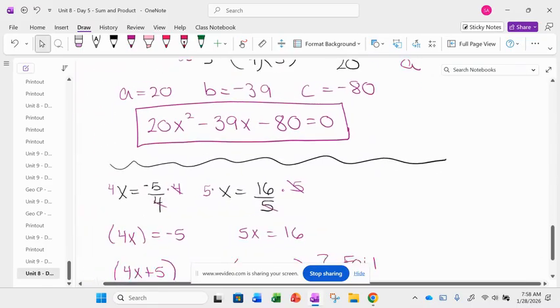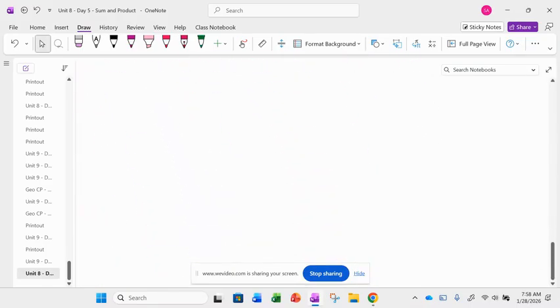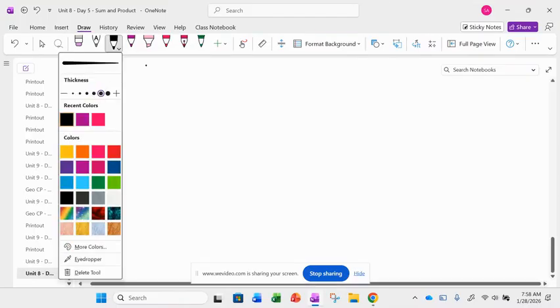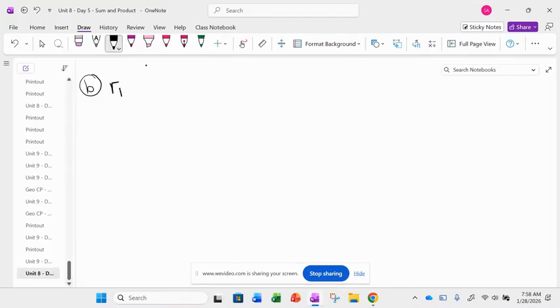So that was A, say B. Let's say root 1 is 5 plus 2i, and root 2 is 5 minus 2i. And again, I'm looking for the quadratic equation that gave me these two roots. I'm going to use sum and product.